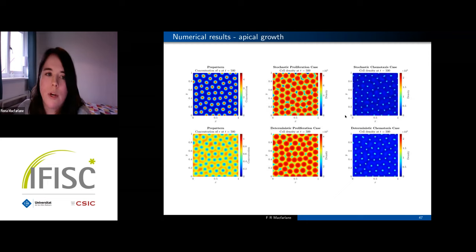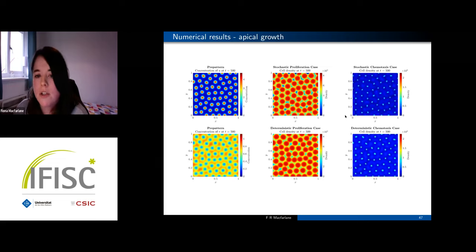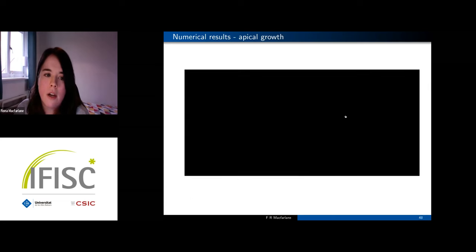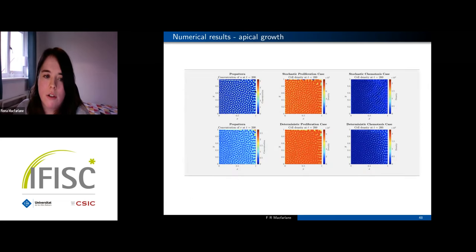We've also looked at other ways that the domain could grow, so things like apical growth. For that, the domain is just growing at one corner of the spatial domain, the top right corner. Sorry, these videos were quite fast. Everything was splitting from this top corner, so stretching and then splitting. Again, we get these smaller spots of pattern, and we get generally quite good matches between the individual based model and the PDE model.